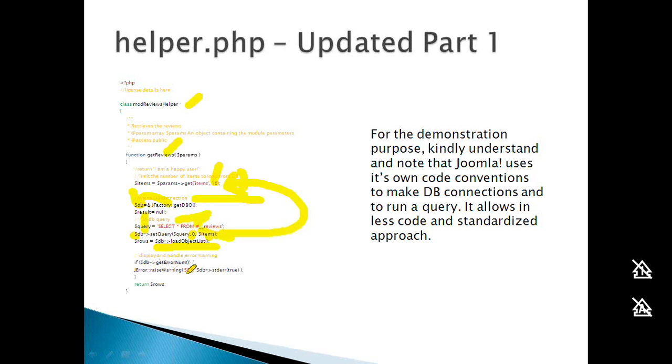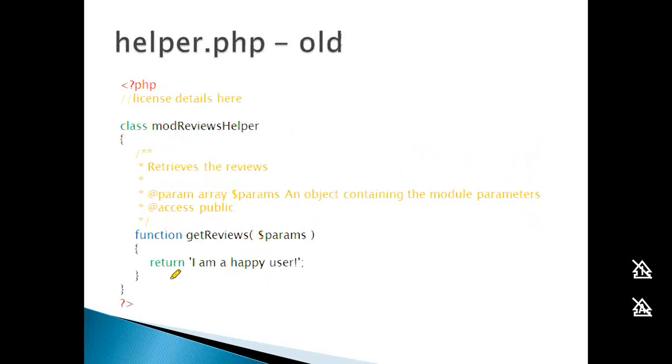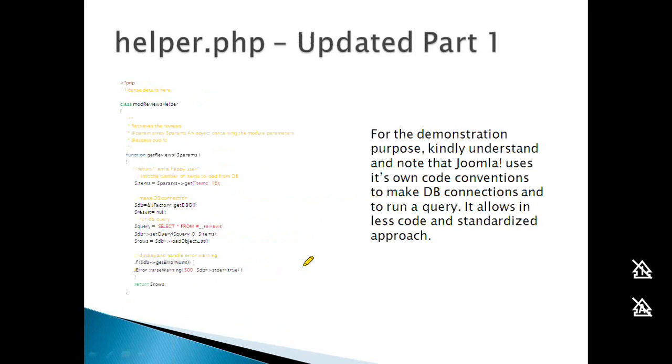Once this is done, if any error comes, we have a very basic exception handling sort of thing. So if any error comes, it will simply raise a warning with this. And if everything goes right, we'll simply return rows. Earlier, instead of returning the rows from the database, we were simply returning a simple text. So this time, we'll return rows.